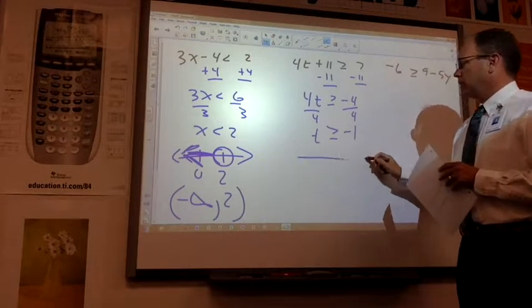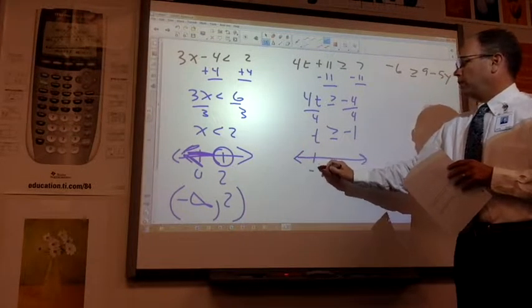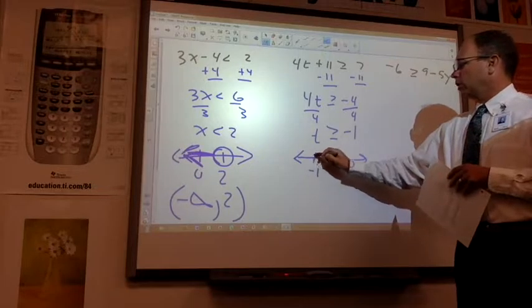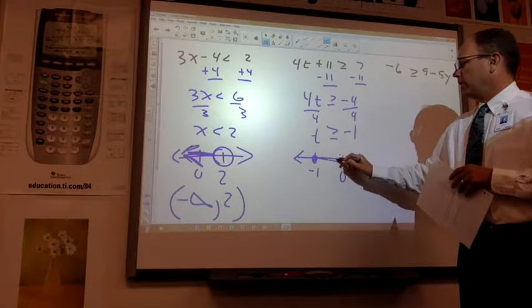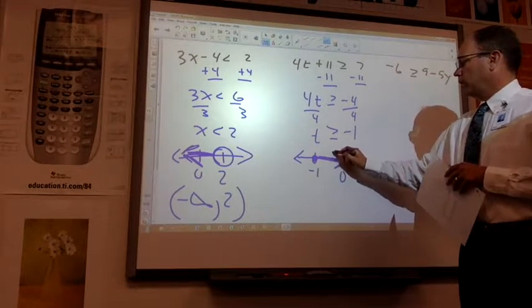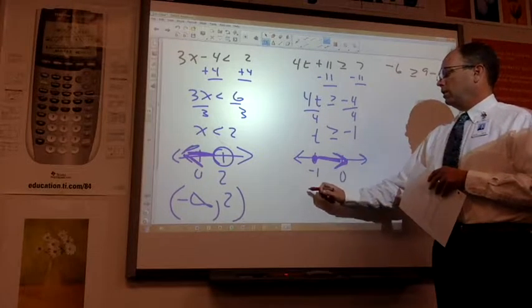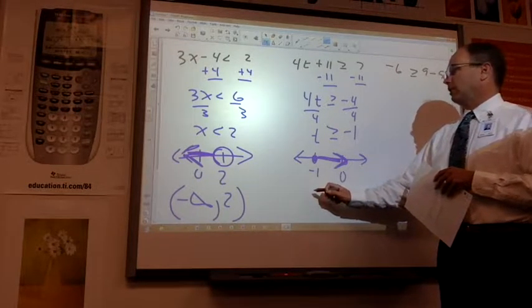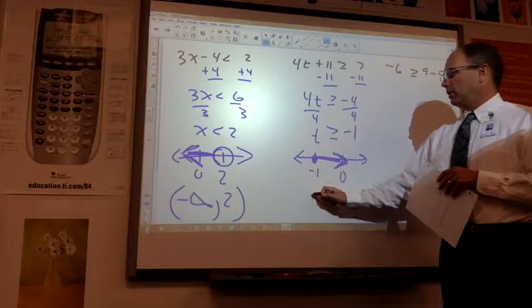Okay, so our number line is going to look like this. So we have a -1, we have a 0. Closed dot, shading right. So what does this one look like? It's going to positive infinity. Where does it start? Square bracket, negative 1 and then infinity.